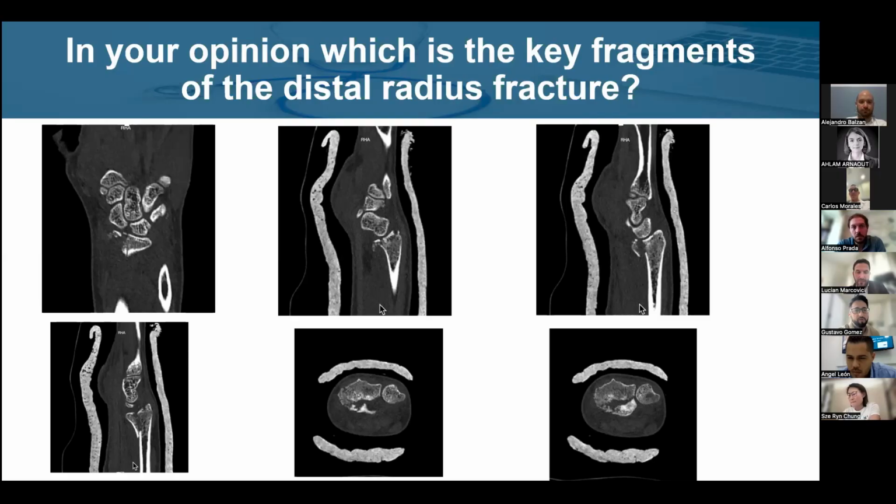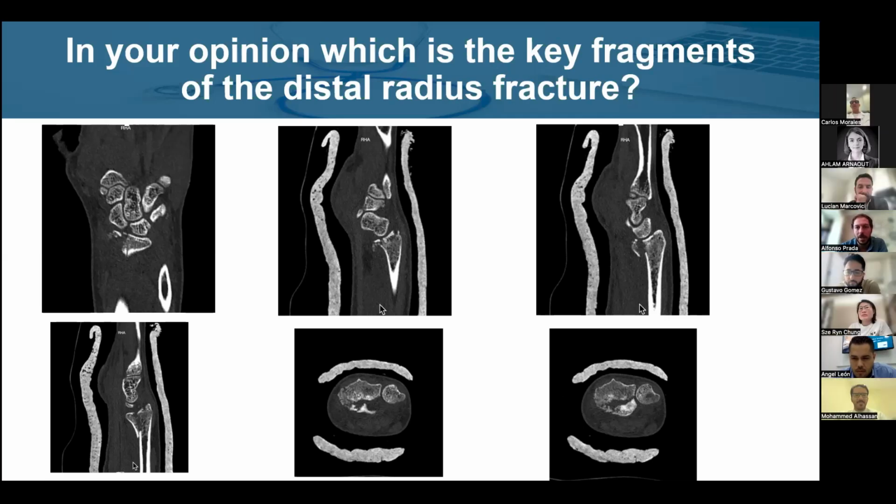Great. Thank you, Carlos. Alfonso, what do you think? Hello. There's a very good case, Angel. Thank you so much for sharing. We can see the volar translation of almost the whole carpus, so probably the key fragment is the volar rim. If we think of the attachment of the ligament in the volar area, we can see all the carpus is translated to the anterior area. So probably fixing only the volar key fragment will help us a lot in this case.